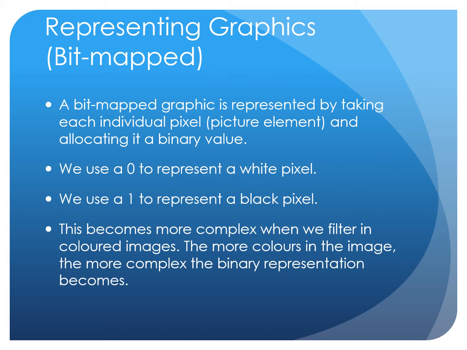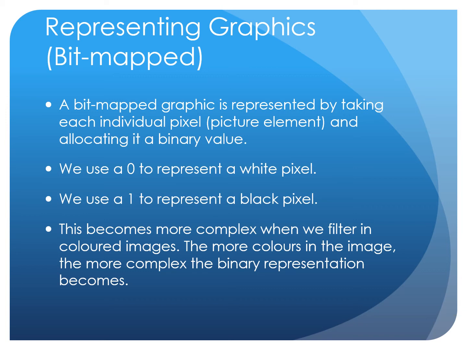Let's start off by looking at bitmap graphics. A bitmap graphic is represented by taking each individual pixel or picture element and allocating a binary value to it. In monochrome or black and white graphics, we use a 0 to represent a white pixel and a 1 to represent a black pixel.